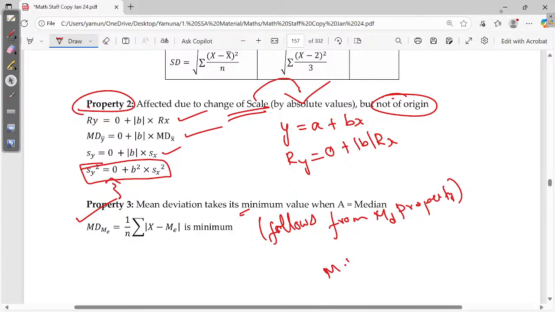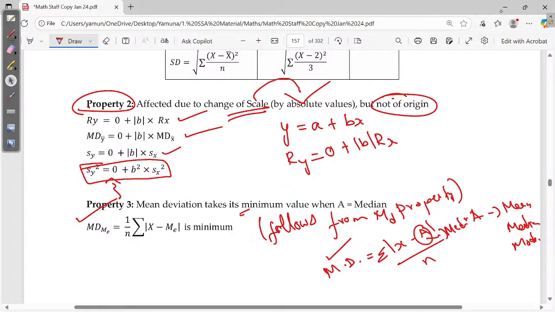See, what is the mean deviation formula? Summation modulus of x minus a divided by n. A can be the mean value or a can be the median value or a can be the mode value. But what the property under the median says, it will be minimum only when taken from median. So if I apply this over here, this a, when I take it as median, obviously this mean deviation is going to be the minimum value.